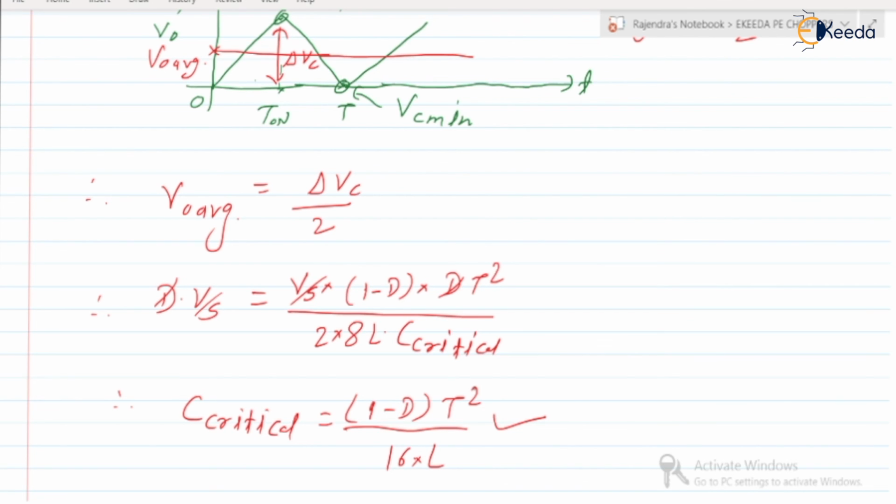Okay, so this is about all 14 parameters related to the buck converter. Okay, in the next video we are going to summarize all these parameters. Thank you.